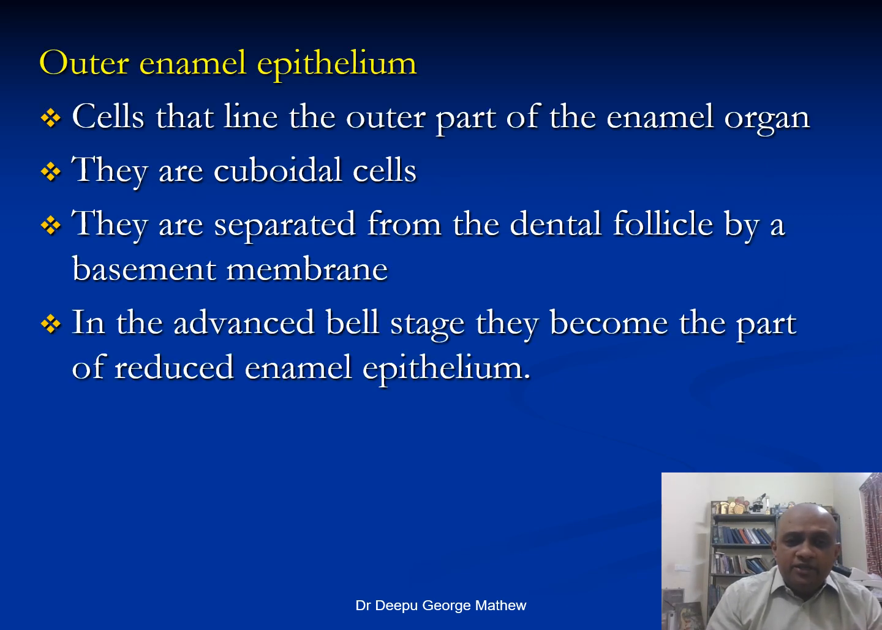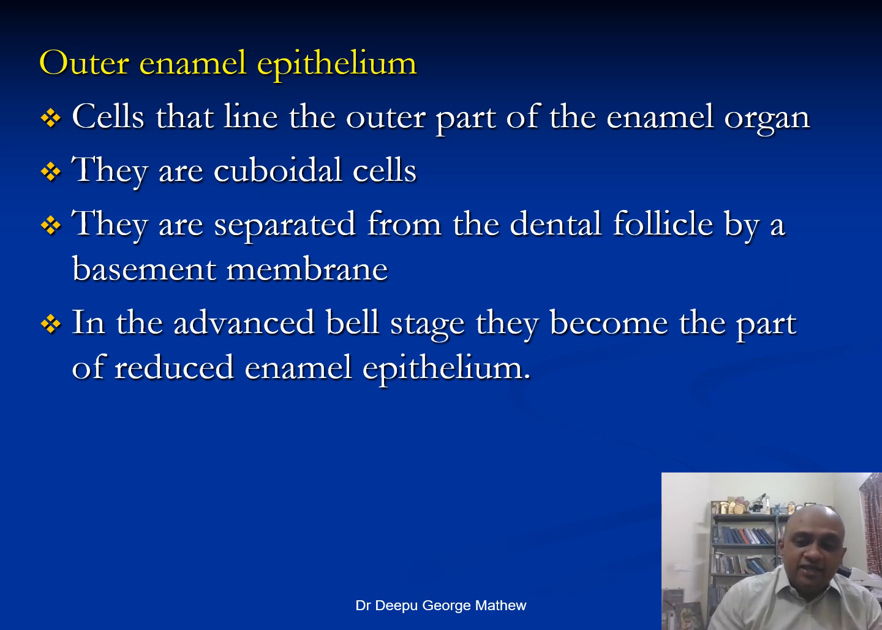Now comes the outer enamel epithelium. These are the cells that line the outer part of the enamel organ, and they are cuboidal cells. They are not columnar, they are cuboidal cells, and they are separated from the dental follicle or the dental sac tissue, which is outside the enamel organ, by means of a basement membrane. And in advanced bell stage, again, they become a part of the reduced enamel epithelium.